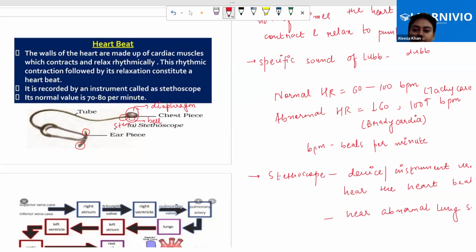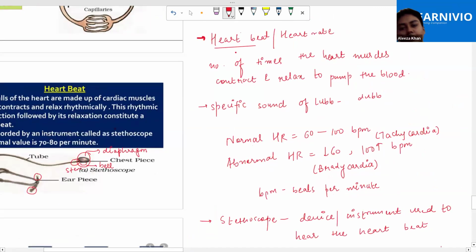Ma'am, the contraction of the muscles in the heart, what is it known as? Contraction of the muscles in the heart is the heart rate, dear. Contraction and relaxation: heartbeat, heart rate, or pulse rate. Our ma'am told us there is a specific name, but I forgot the name. That's why I asked. That is the number of times your heart is beating, and a beat is equal to contraction and relaxation of the heart.